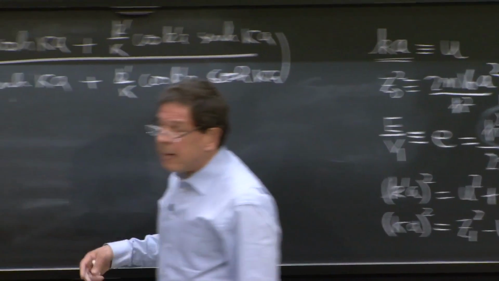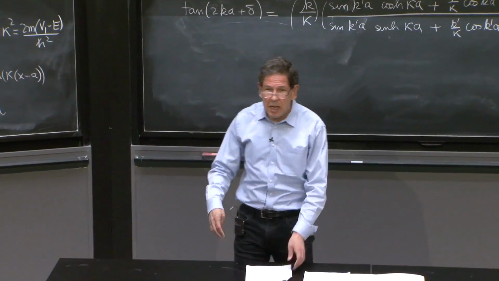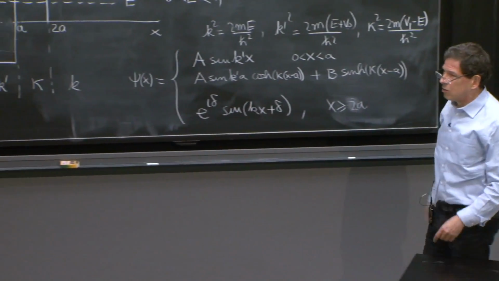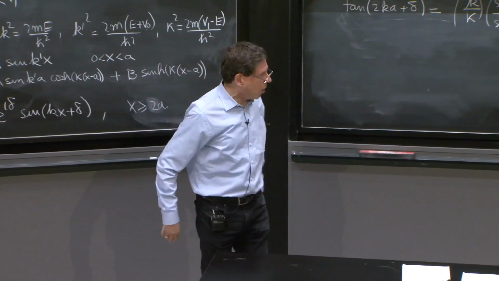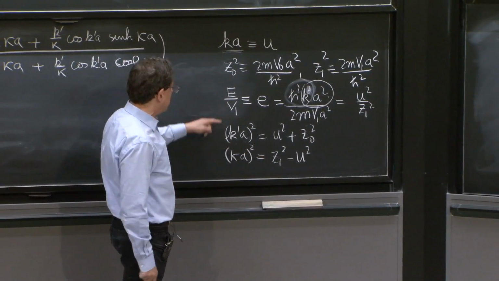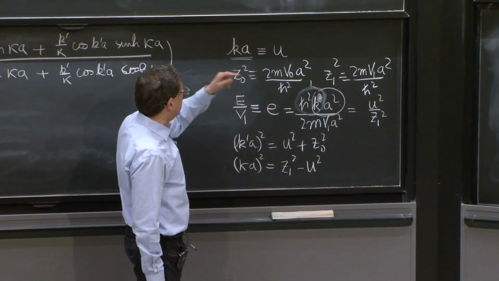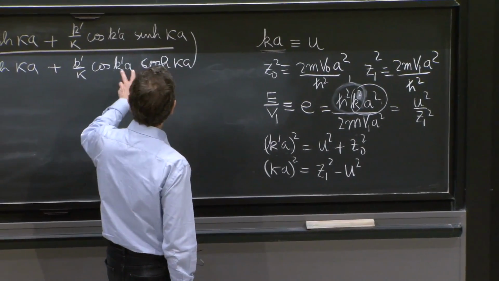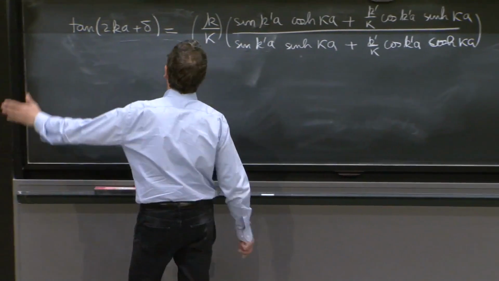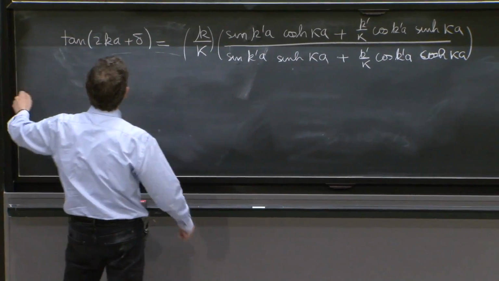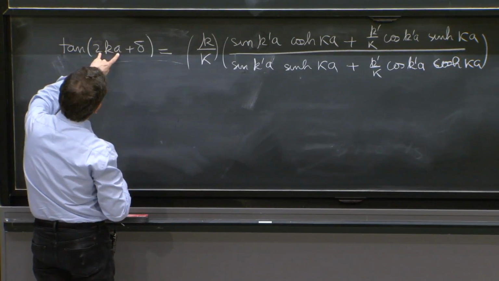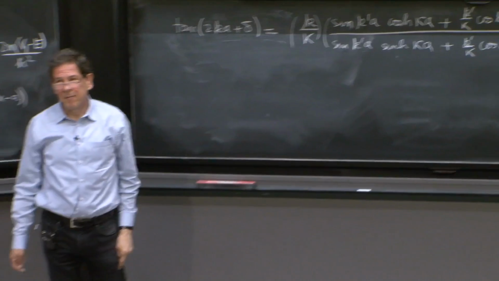Now, somebody has to give you the values of Z0 and Z1. Those are the data of the potential. Z0 and Z1 are numbers, you know them. Therefore, you know kappa A as a function of U, K prime A as a function of U, and Ka, which is U. Therefore, this equation becomes a function of U. You can use arctangent here and solve for delta.